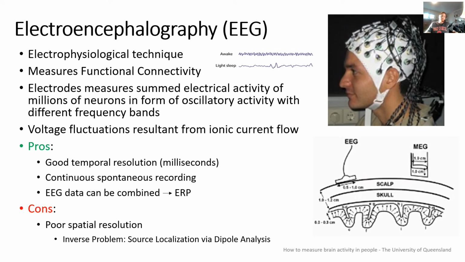Cons to EEG are it has poor spatial resolution, and this is due to the inverse problem of source localization via dipolar analysis. So it's basically hard to tell where in the brain neural activity is occurring from the EEG data.